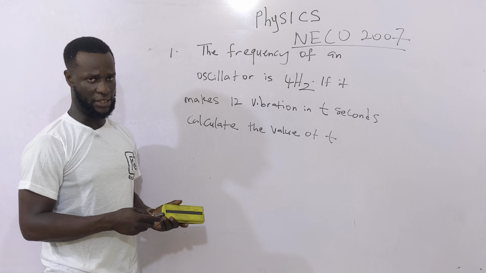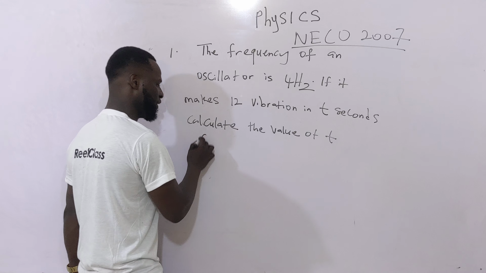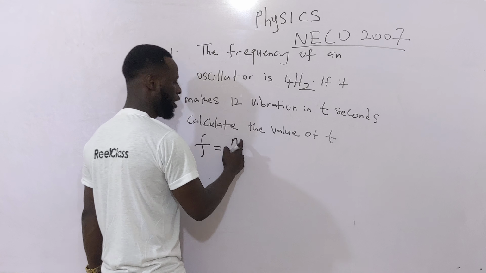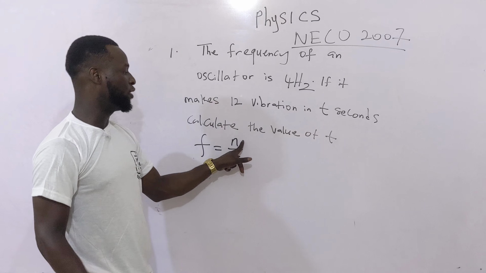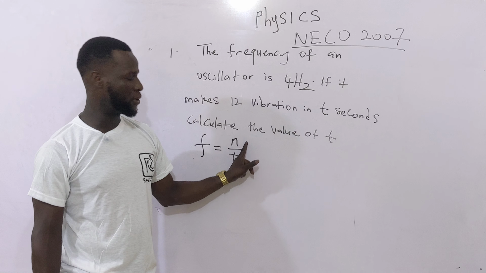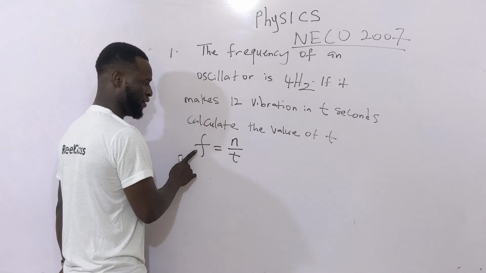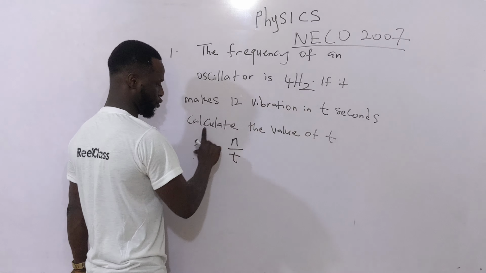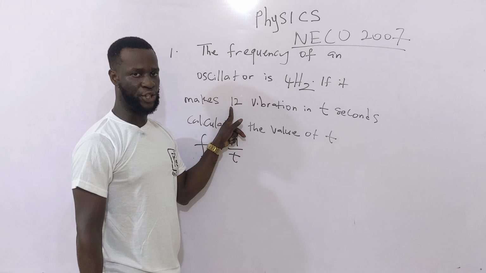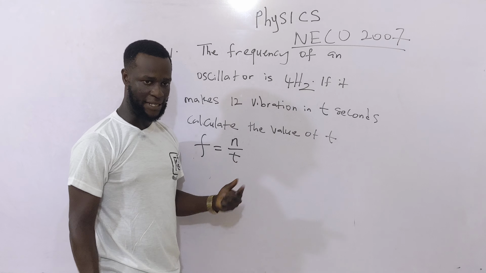Vibration is the same as oscillation. Remember we said generally that the frequency of a simple harmonic motion is given by n over t, where n is the number of complete oscillations, or number of complete cycles, or number of vibrations, and t is our time. In this question, they are giving us frequency 4 Hz, so we know f is equal to 4. They told us that it made 12 vibrations, so n is equal to 12. We are asked to find time.